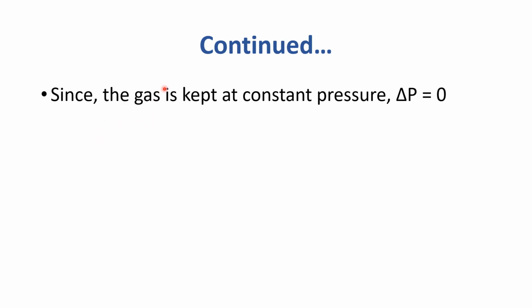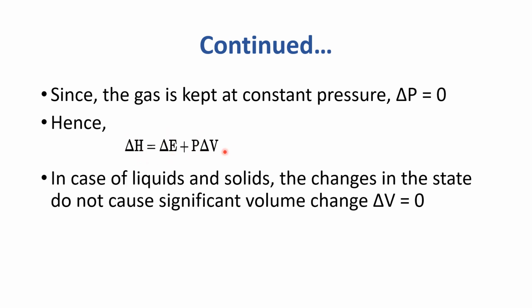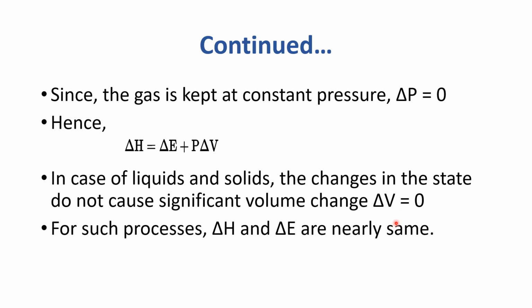Since the gas is kept at constant pressure, delta P would be 0. Hence, delta H equals delta E plus P delta V. In the case of liquids and solids, the changes in the state do not cause significant volume change, so delta V would be 0. For such processes, delta H, the change in enthalpy, and delta E, the change in internal energy, are nearly the same. So delta H is almost equal to delta E.